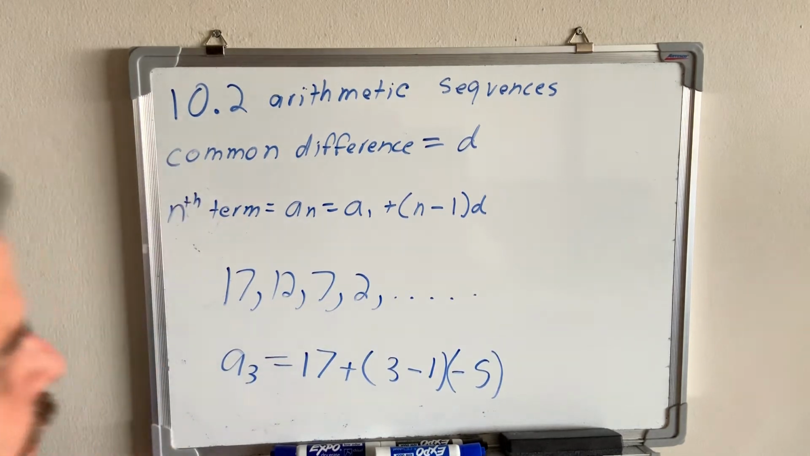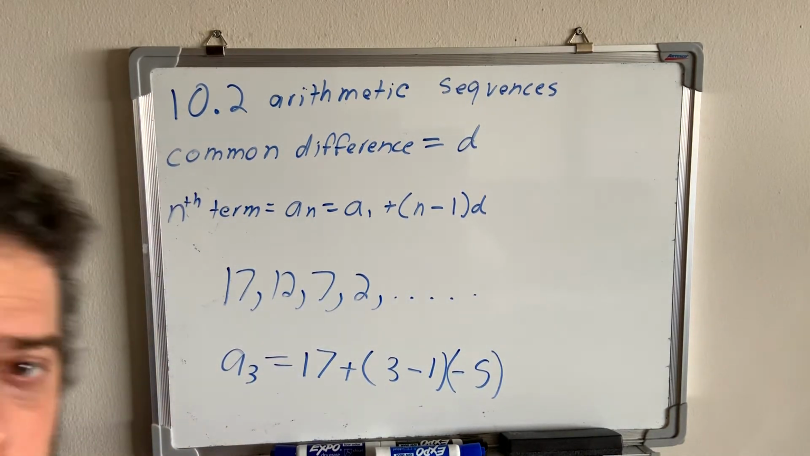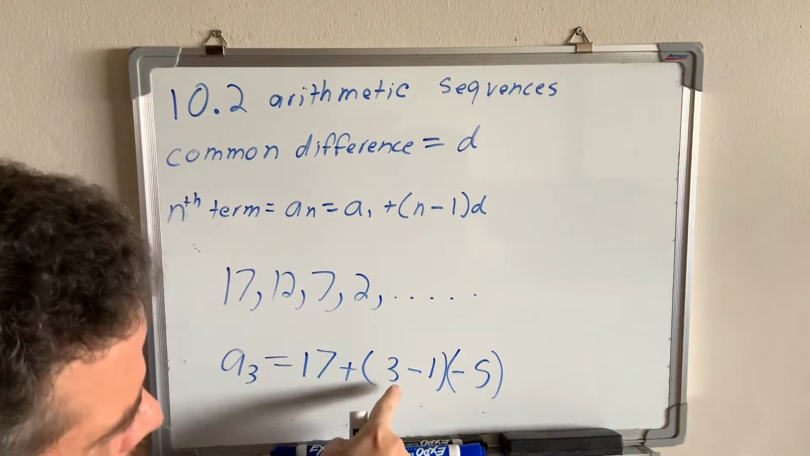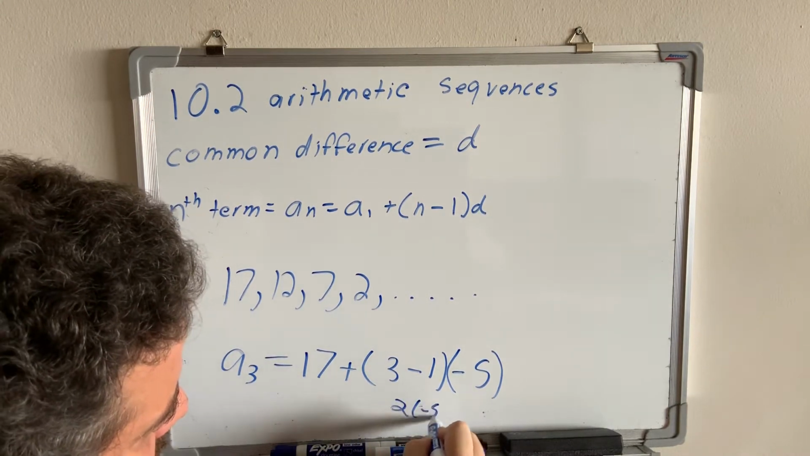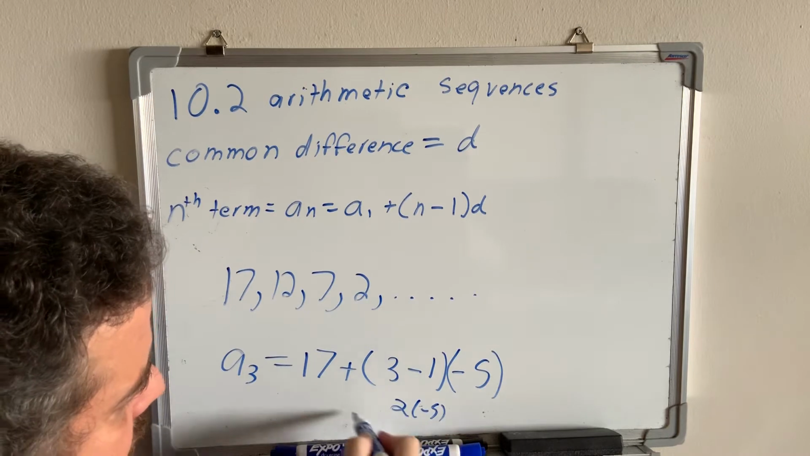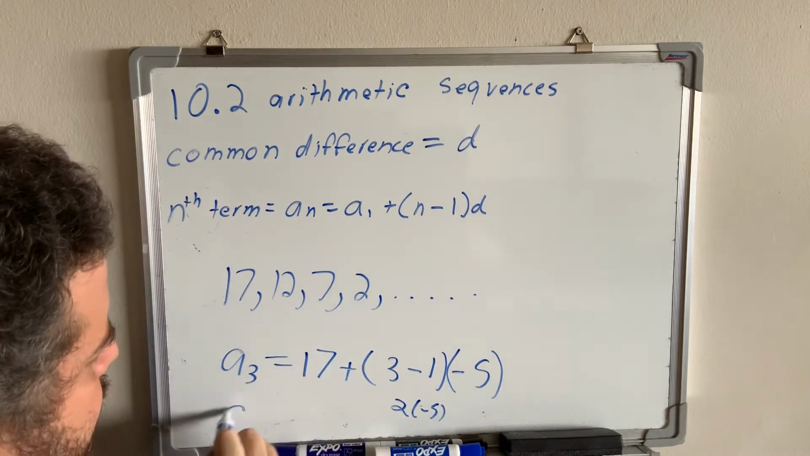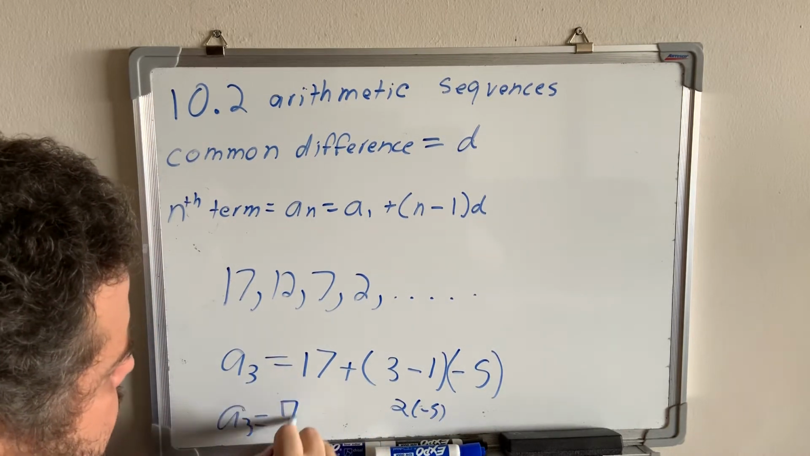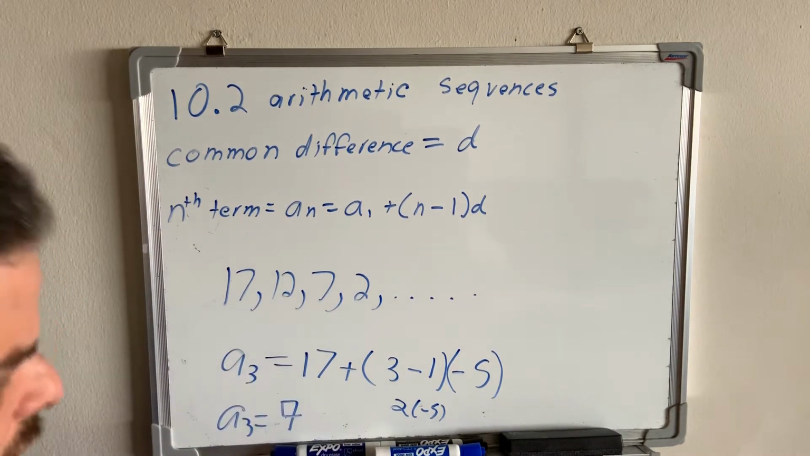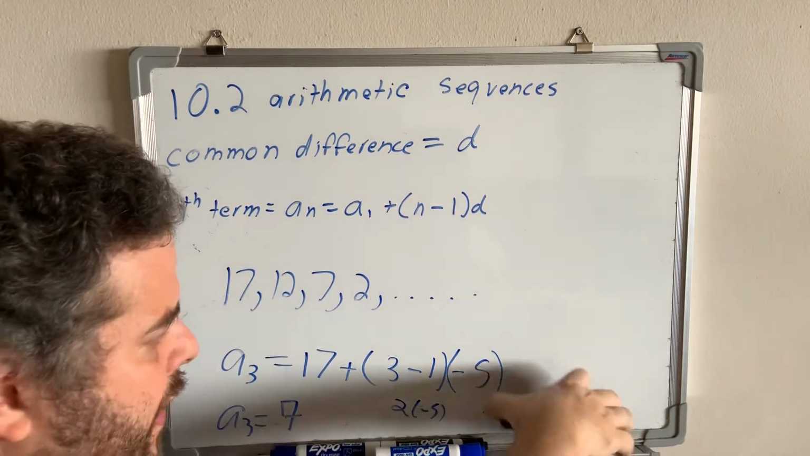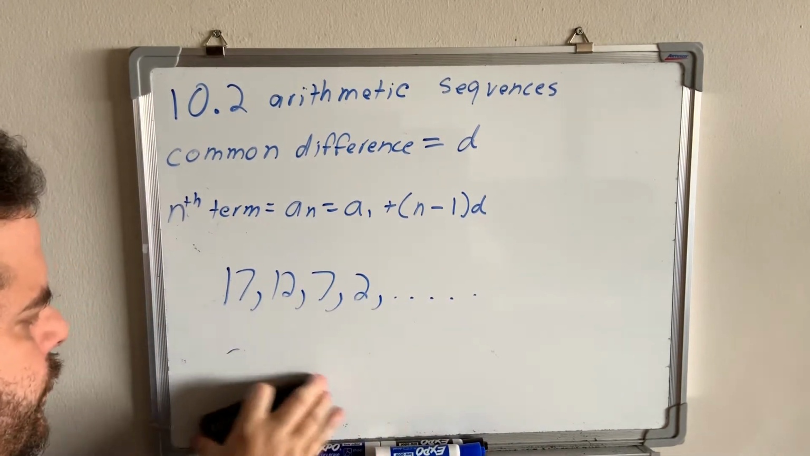I like parentheses. So right now, let's go ahead and do PEMDAS to see what we end up with. 3 minus 1 is 2, times negative 5 is negative 10, plus 17. The third term should give me 7. If I confirm up here, the third term is 7. Now let's find my 10th term.